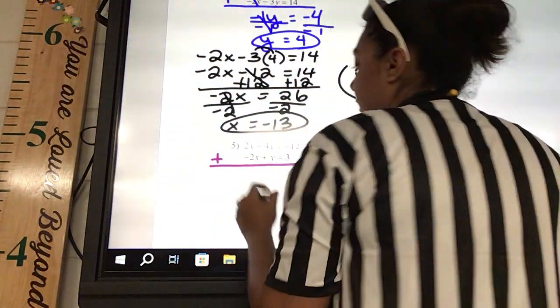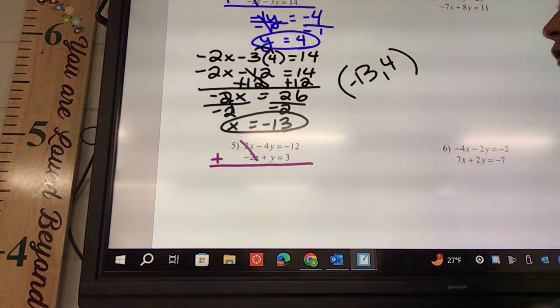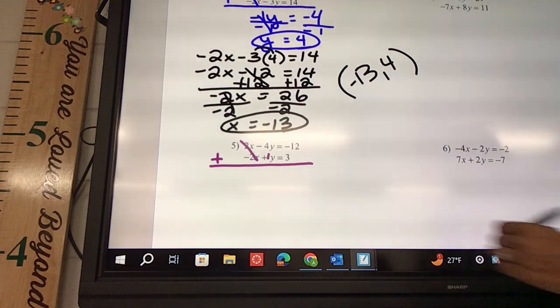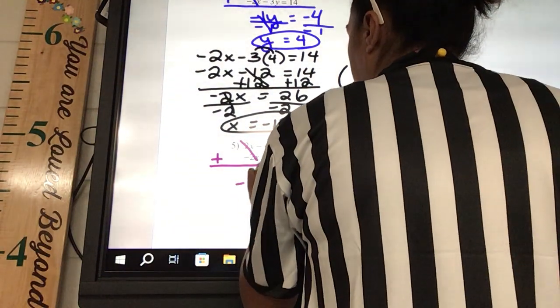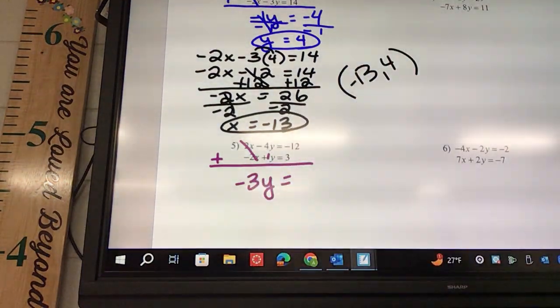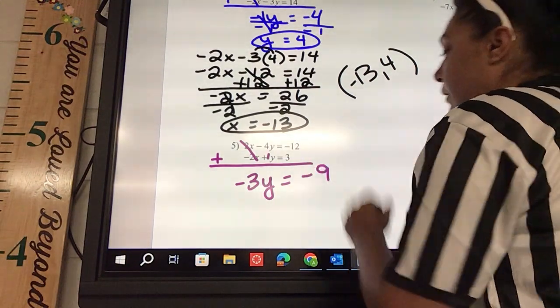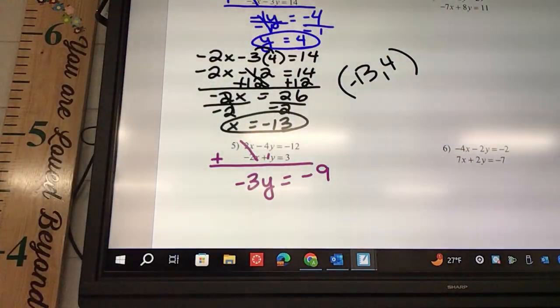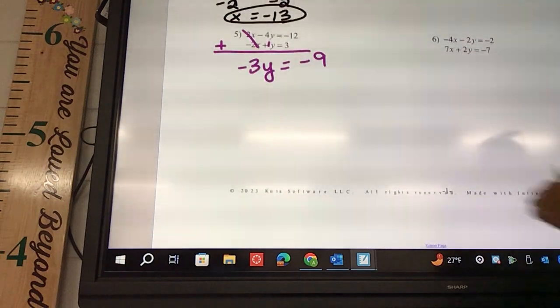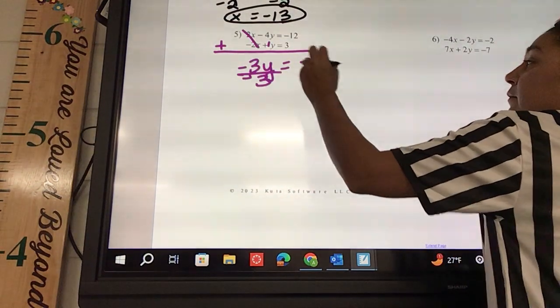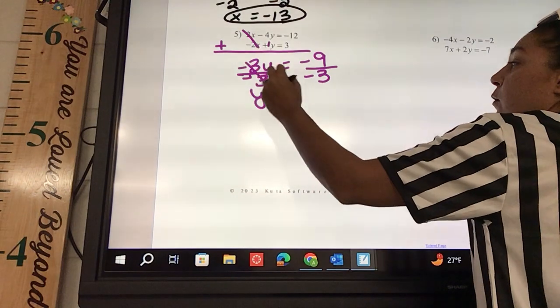Okay, so we're going to say plus. Okay, well those cancel. Negative 4 plus 1, negative 3. So you're going to get negative 3y, negative 12 plus 3. It's going to be a negative 9. Okay, and then what needs done? Divide by negative 3. And so we get y equals 3.